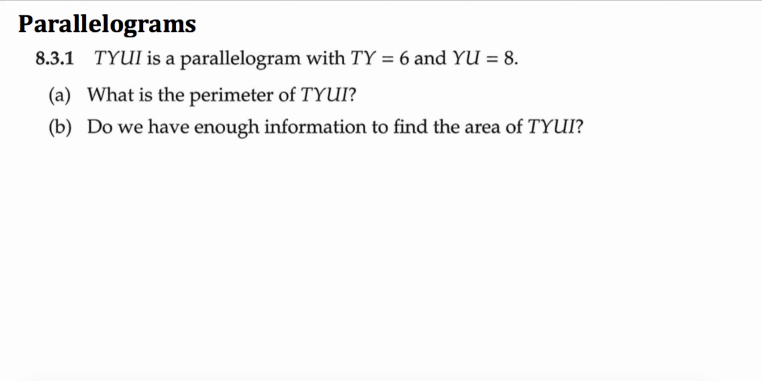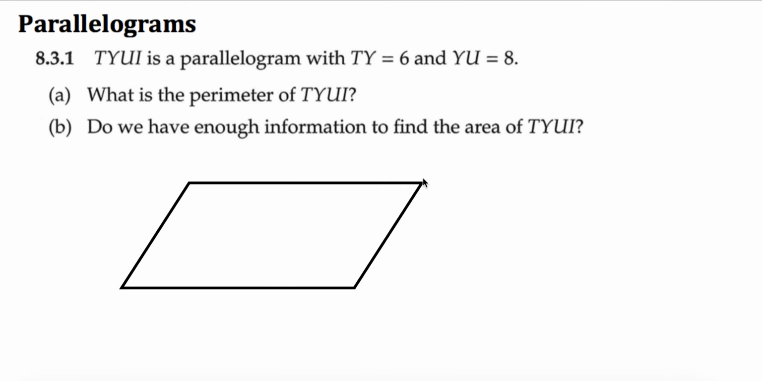Hello, let us look at some questions regarding parallelograms first. So here we have TYUI is a parallelogram with this information. What is the perimeter? So now, if I were to have a parallelogram, I'm going to assume that this is the one. And I'll say this is TYUI.